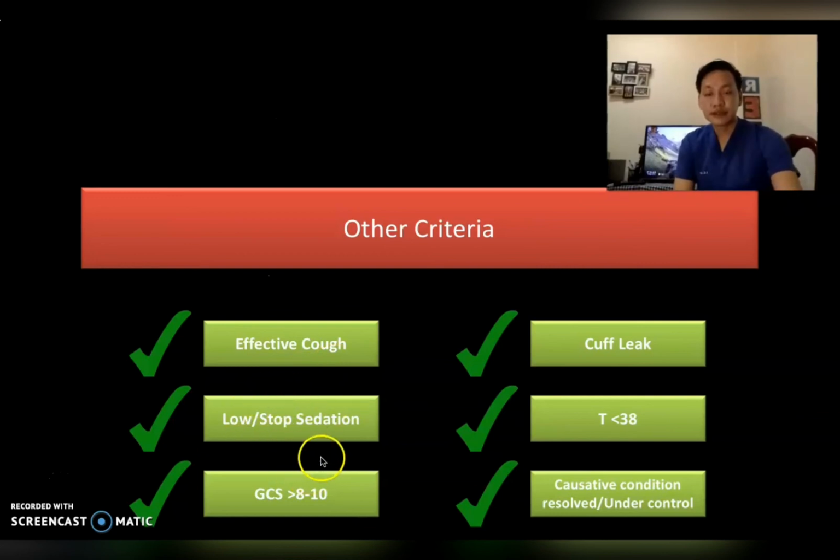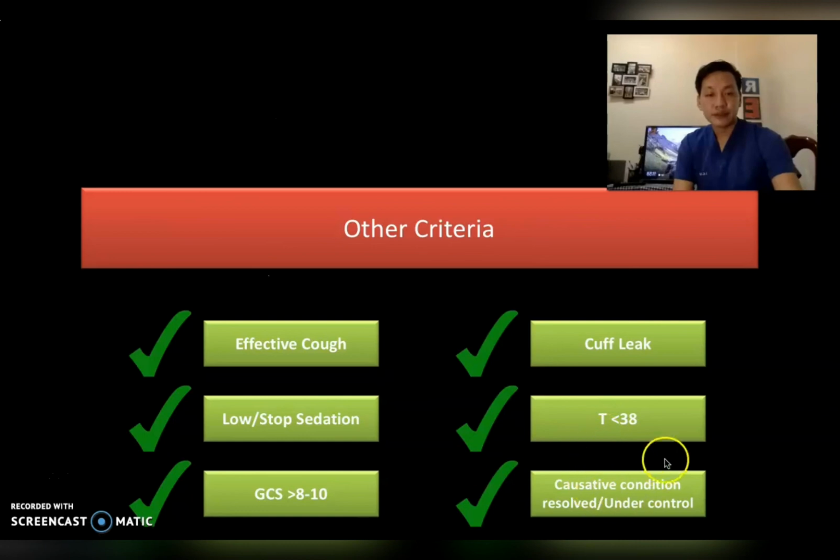The next one is that the patient should have low or stopped sedation. Usually the sedations are fentanyl and midazolam. It should be stopped or, as much as possible, on a low dose already. The GCS should be 8 or greater than 8 or 10. Then the cuff leak should be positive, and the temperature should be less than 38.